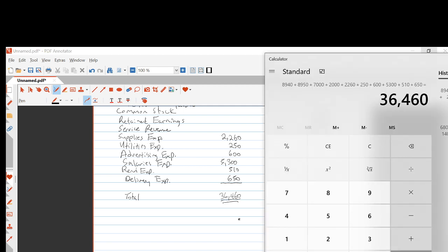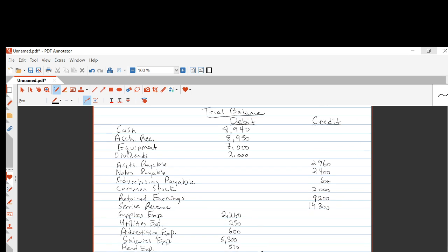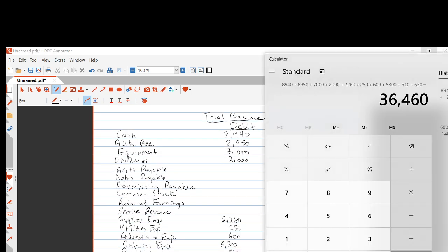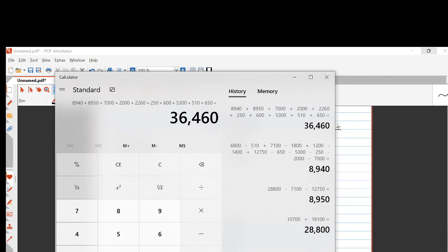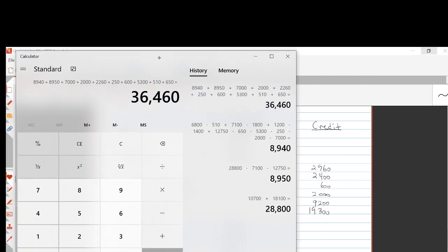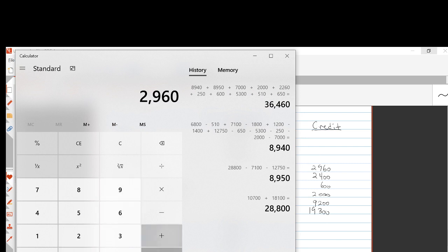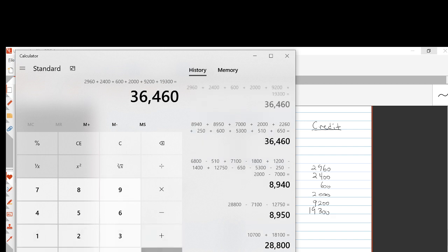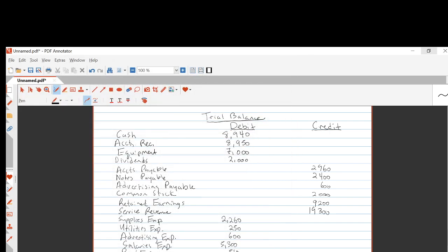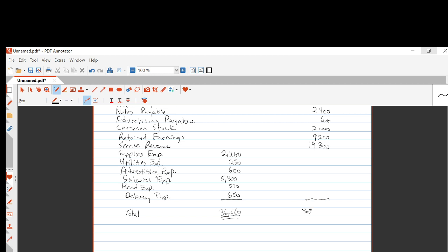And on the credit side, we have 2,960 plus 2,400 plus 600 plus 2,000 plus 9,200 plus 19,300, and 36,460. Thankfully, we get the right answer after all of that. So you see the total credits equal the total debits.